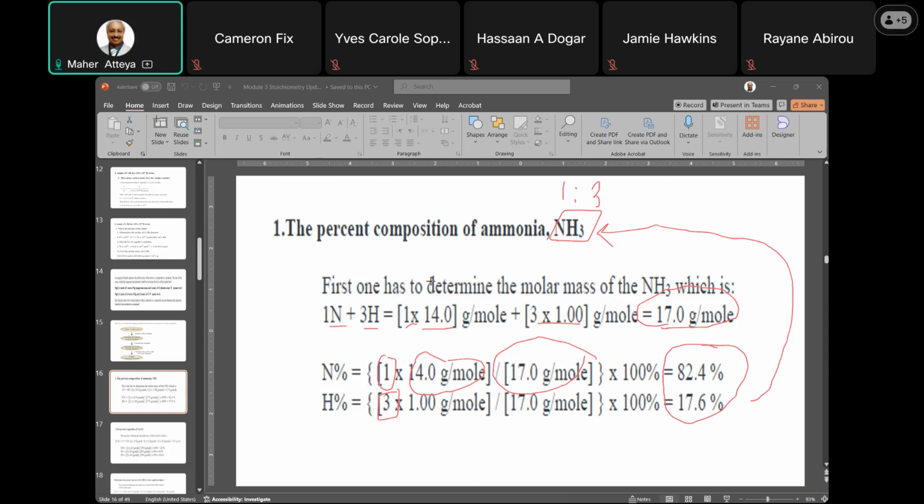17.6 is hydrogen. Now let's look at another example of this. As I said, these are just examples. This chapter, I think I wrote this chapter myself.